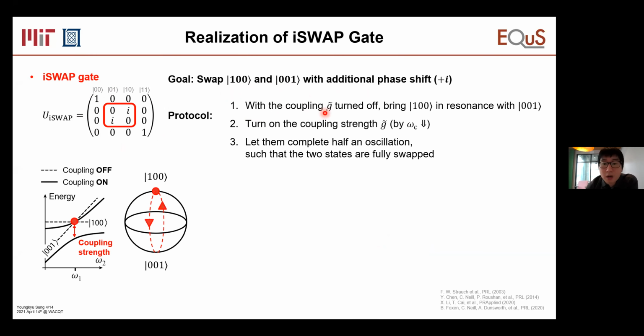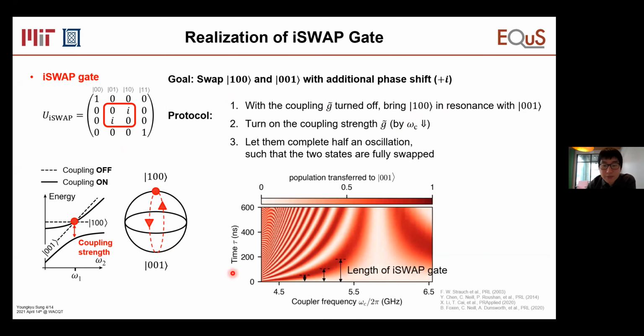So first, with the coupling turned off, we bring the 100 state into resonance with the 001 state. And then we turn on the coupling strength by bringing down the coupler frequency. And here we let them complete half an oscillation such that the two states are fully swapped. And we measure this oscillation as a function of the coupler frequency as before. And you can see that the frequency of the oscillation changes as a function of the coupler frequency. Therefore, we could adjust the length of iSWAP gates by tuning the coupler frequency.